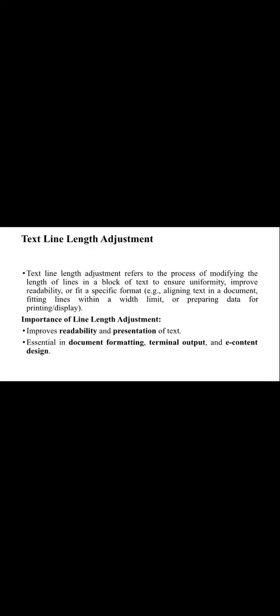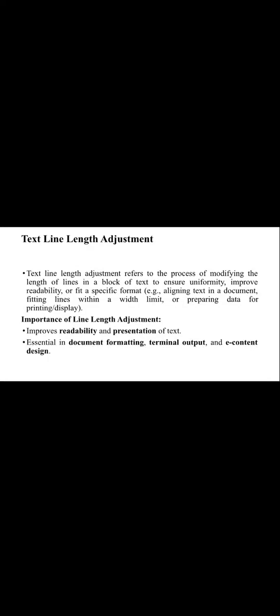Text line length adjustment refers to the process of modifying the length of the line of the block of the text to ensure uniformity, improve readability, or fit a specific format. So what we will do here is adjust the length of the text line. Think that you have a paragraph of text and you want to place that paragraph in a uniform way, so that each and every line contains only 30 characters.